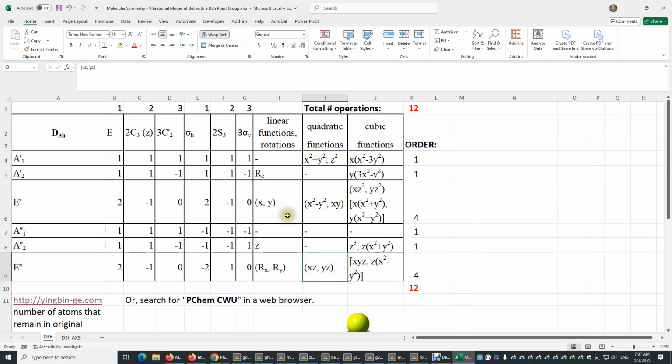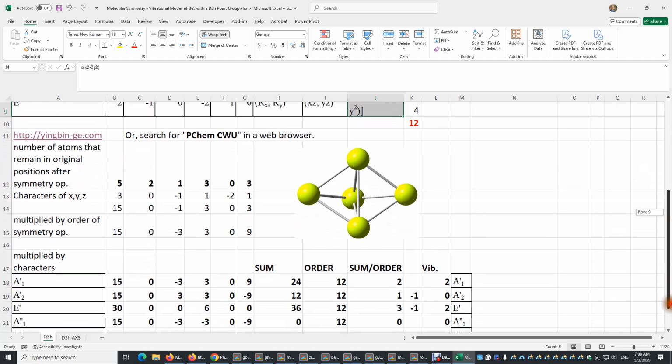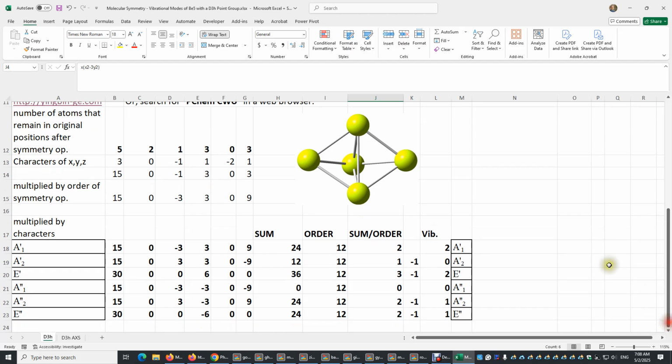Alright, and not only that, X, Y, and Z correspond to the p orbitals. This corresponds to d orbitals. And over here you have cubic functions. They correspond to f functions, and you might realize they are related to atomic orbitals, and we can use this character table to analyze molecular orbitals. And molecular orbitals are simply interaction between atomic orbitals. Alright, so that's about it for this structure with 5 identical atoms.